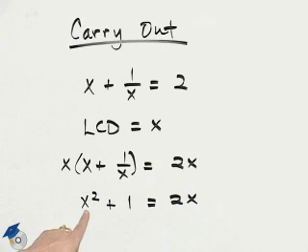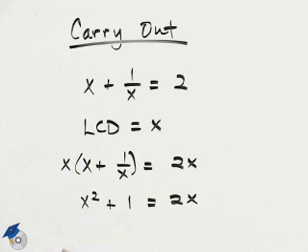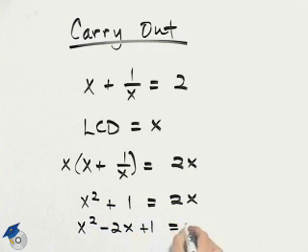Now, I notice in this equation that I'm left with a squared term. We're going to have to set the right-hand side equal to 0 so that we can in fact solve this equation. So we'll subtract 2x from both sides of the equation. I'll have x squared minus 2x plus 1 equals 0.